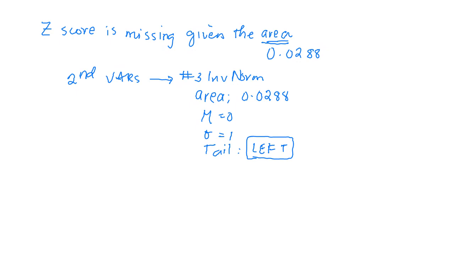So what's our answer? Let me try my calculator. Second vars, number 3, inverse norm. Area is 0.0288, tail to the left. And I got here negative 1.8987. Got it? Got it.